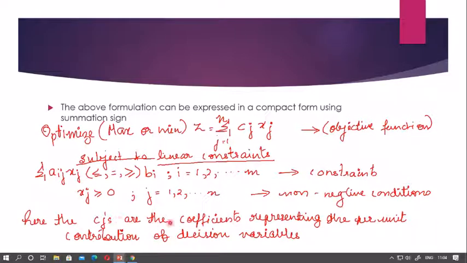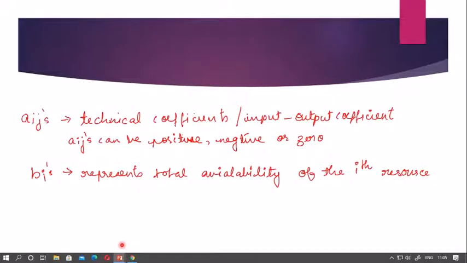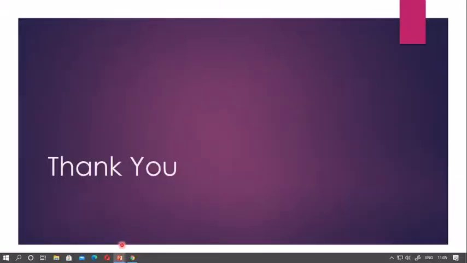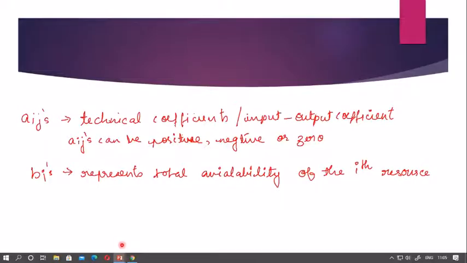Now here the cj's are the coefficients representing the per unit contribution of the decision variables. Regarding the aij's, they are called the technical coefficients or the input-output coefficients. These aij's can be positive, negative or zero. And the bi's are the total availability of the ith resource. So that was the general formulation, in the sense of the mathematical formulation, of a linear programming problem.